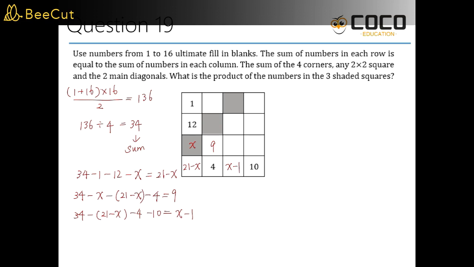Then next, we check the one on top. In this square, the sum is 34. So 34 minus 12 minus 9 minus x equals 13 minus x.